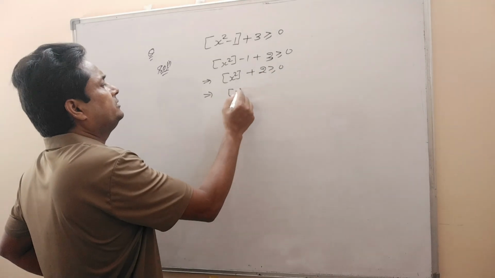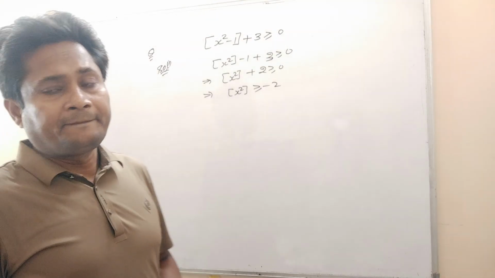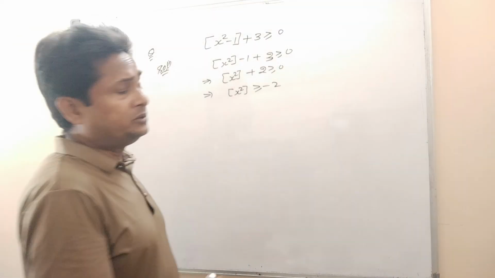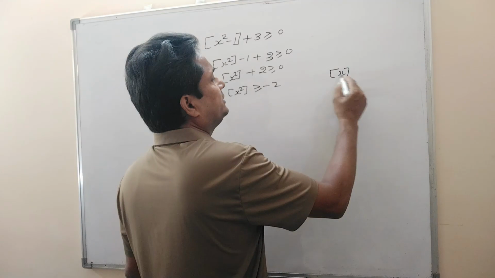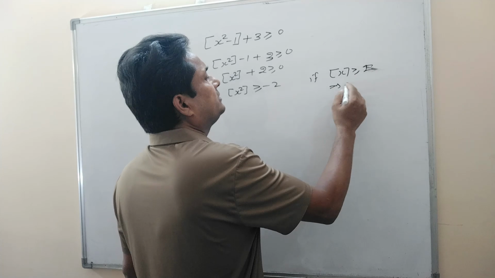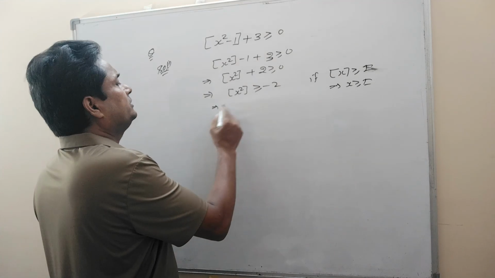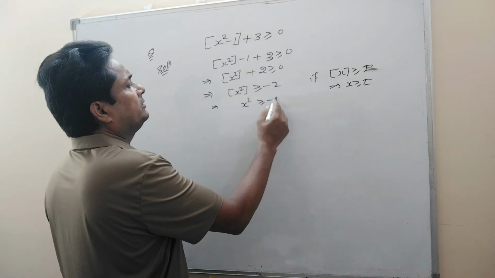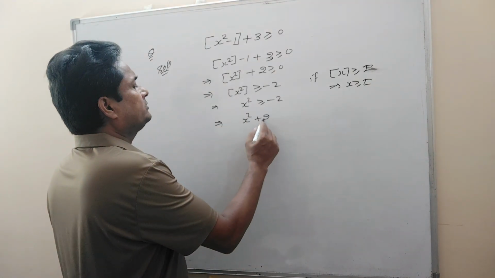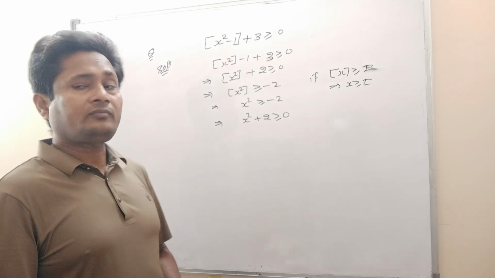So this is greatest integer of x square is greater than or equal to minus 2. Now what will be the answer for this one? I told this property, if greatest integer of x is greater than or equal to I, then the answer will be x greater than or equal to I. Then what will be the answer for this one? X square must be greater than or equal to minus 2. Then this can be written as x square plus 2 greater than or equal to 0. Right?